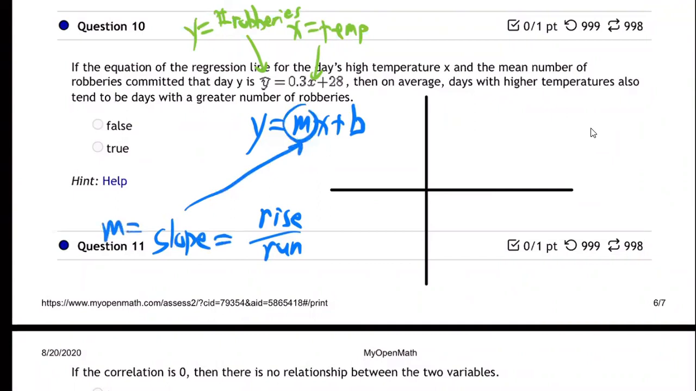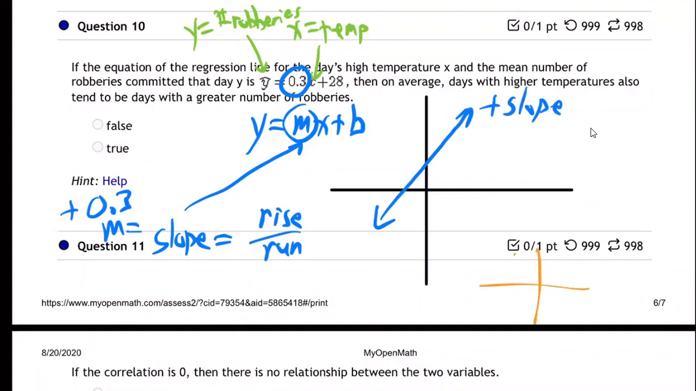So the m is slope. Slope is the number next to x. So in this case, it's the 0.3. So 0.3, which is a what? Positive number. So a line that goes up to the right has a positive slope. A line that goes down to the right is going to be a negative slope. So positive slopes go up to the right. Negative slopes go down to the right.